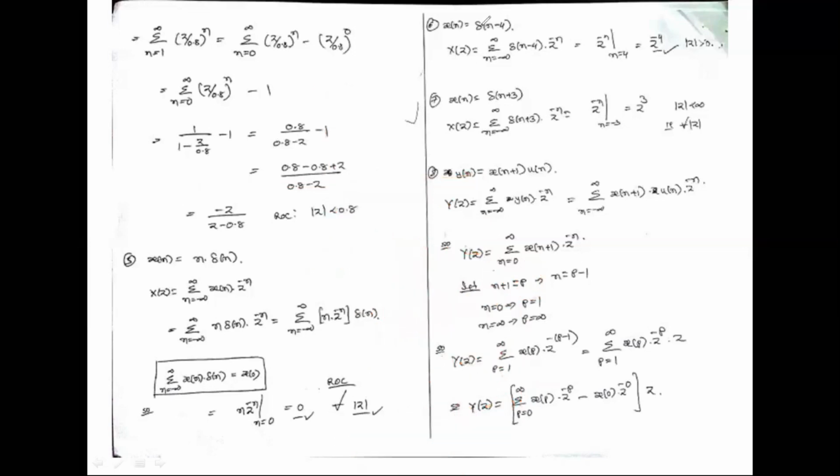In a similar way, x of n is equal to delta of n minus 4. Even if it is shifted towards the right side or shifted towards the left side, the value is 1. The value is 1 for the delta. Okay, they are asking here x of n is equal to delta of n minus 4.